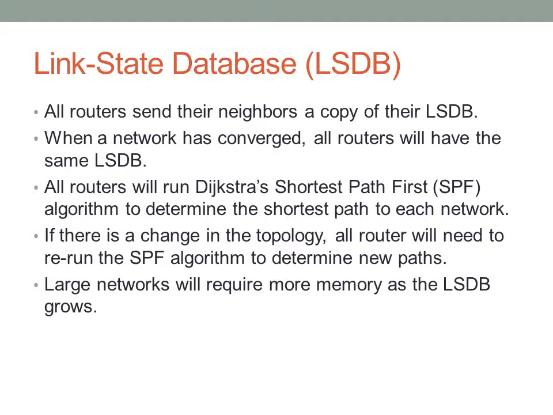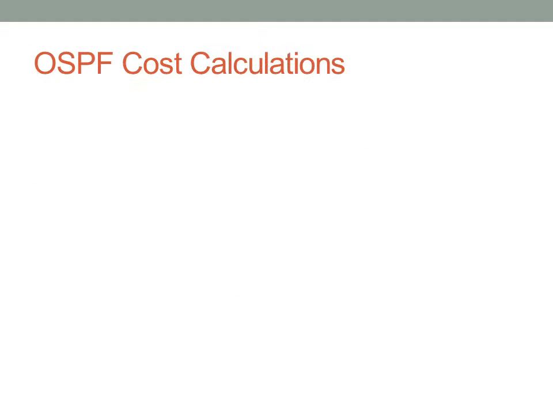All the routers will also run the SPF algorithm to determine the shortest path to each network. I'm not going to go into the details, but basically it will look at the entire topology of your network to determine what the shortest path is. And then if there's a change in the topology, it'll have to rerun the SPF algorithm to determine what the new path will be. Large networks have huge link state databases, and so the goal here is to minimize the size of the link state database.